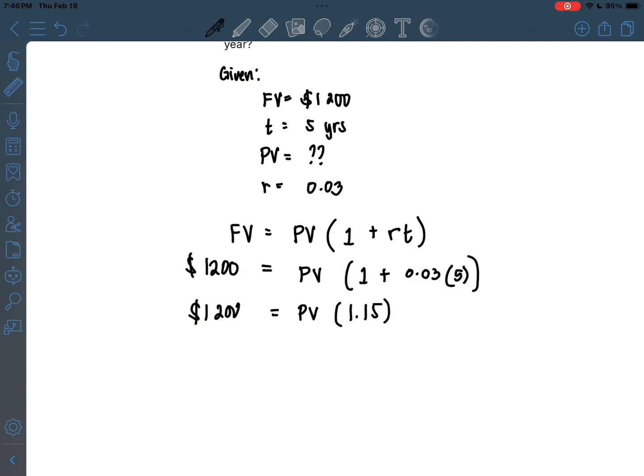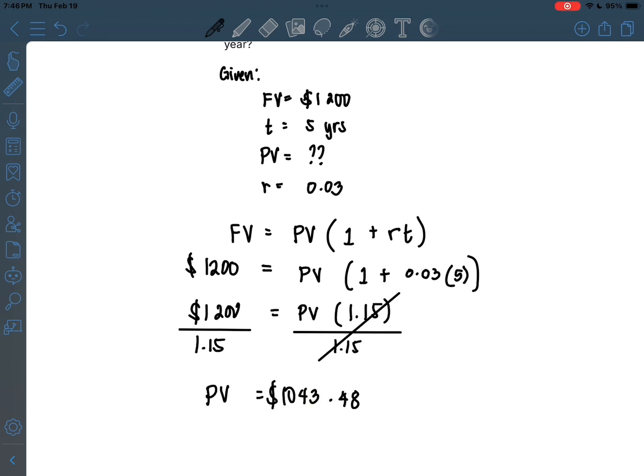What we can do is divide both sides by 1.15. We can cancel that one out and we're only left with the PV, correct? So if we calculate that, we will get $1,043.48.